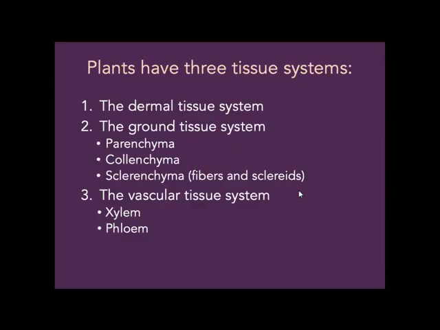Okay. So plants have three tissue systems: the dermal tissue system, the ground tissue system, and the vascular tissue system. Within the ground tissue system, there are three flavors of ground tissue: parenchyma, collenchyma, and sclerenchyma. And then in the vascular tissue system, there are two kinds of tissues: xylem and phloem.